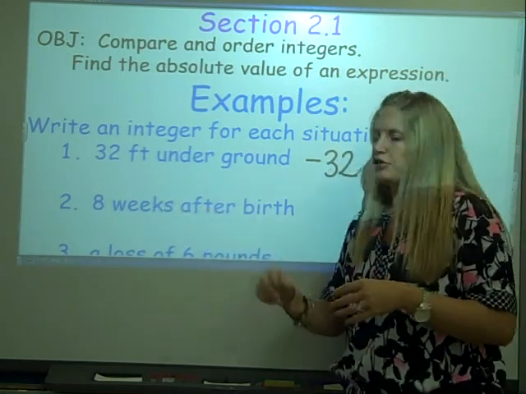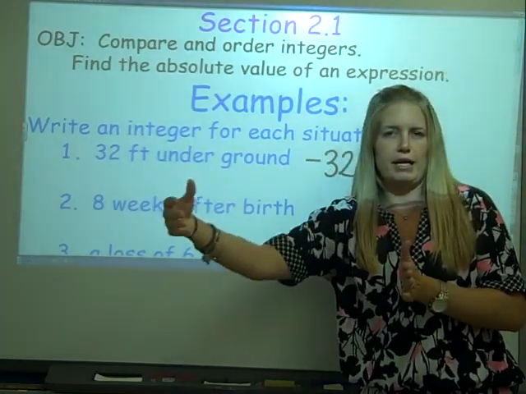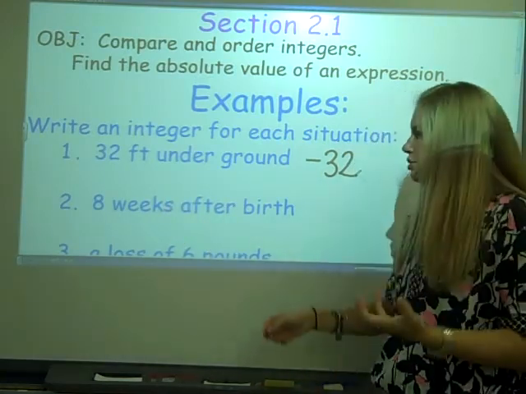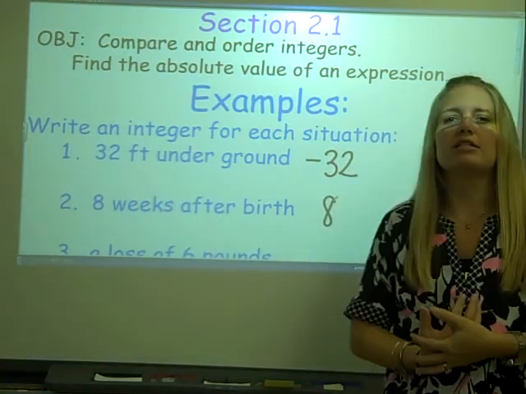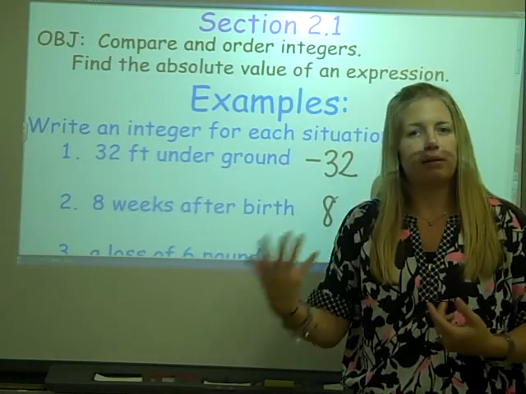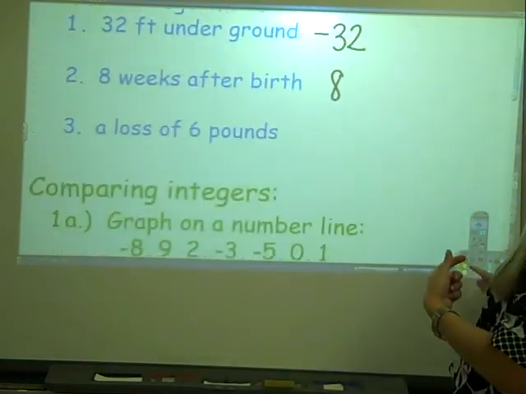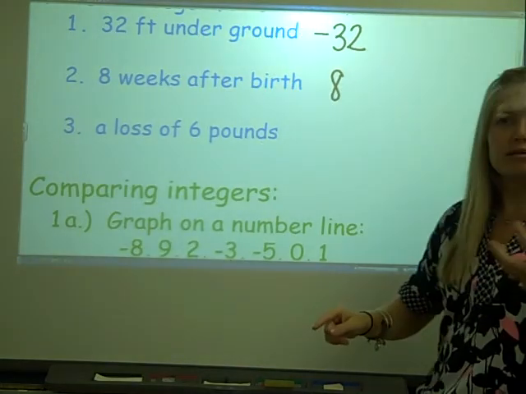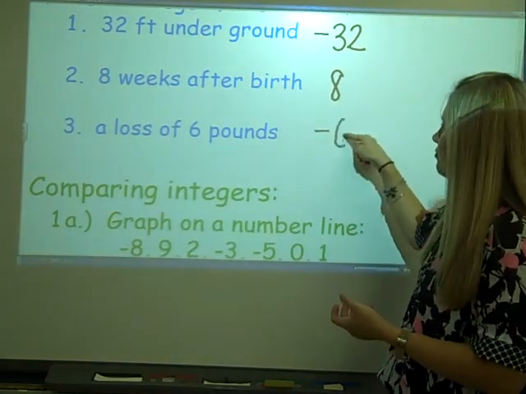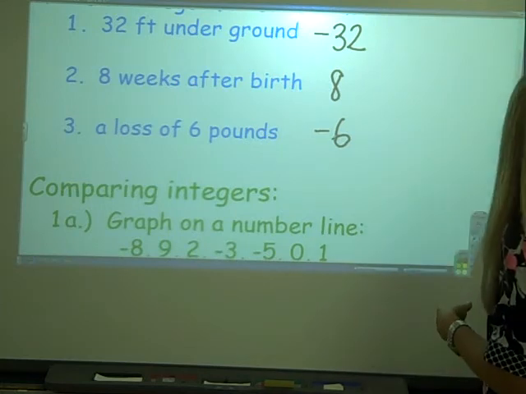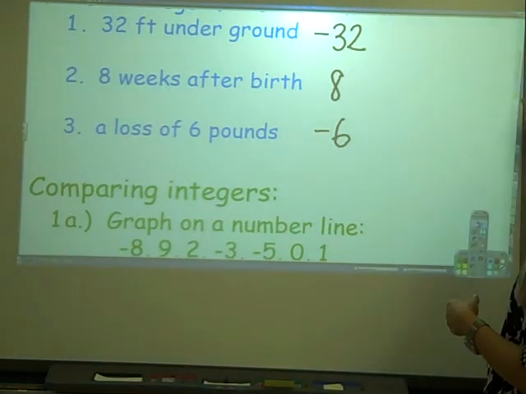8 weeks after birth. Okay, that means it happened already. It's not negative. It's not before birth. So you would just write positive 8. You do not need to write a plus. If you just write an 8, that means positive 8. Okay, a loss of 6 pounds. Loss would mean take it away. Negative 6.